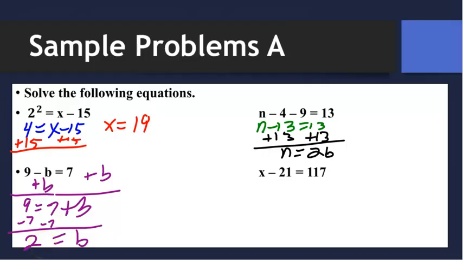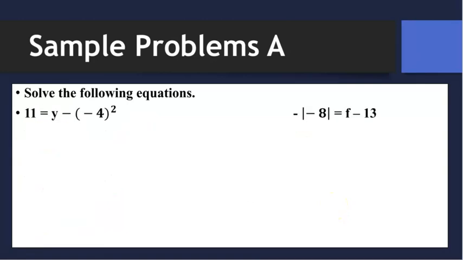And our last one here, x minus 21 equals 117. The opposite of subtraction is addition. So I'm going to add 21 to both sides. And I'm left with x equaling 138. And our final few problems solving these.